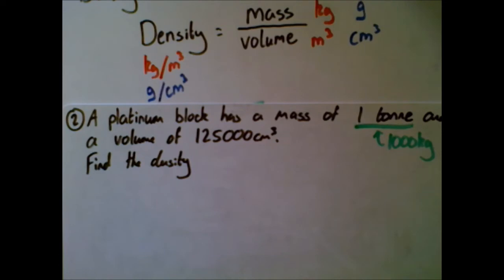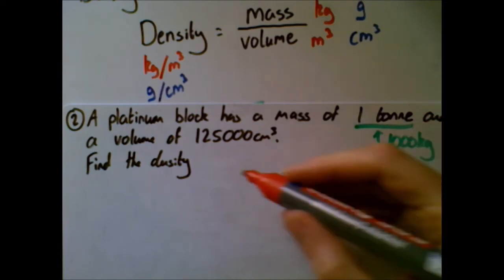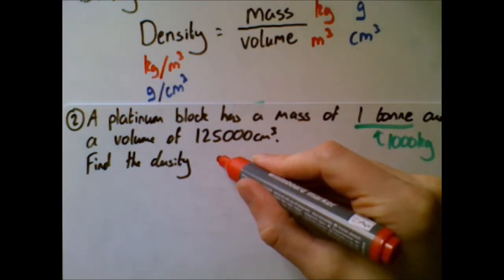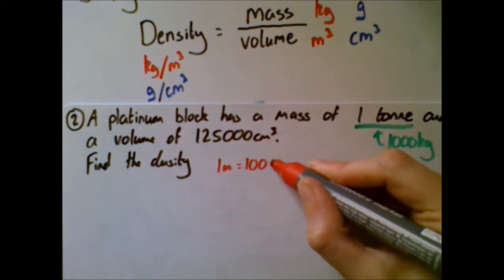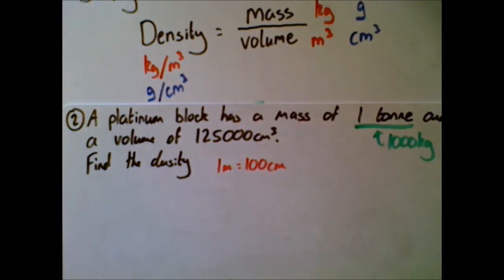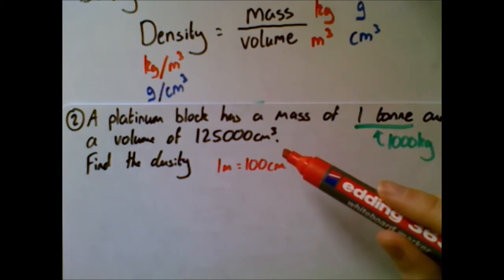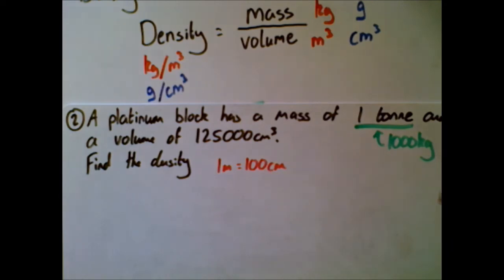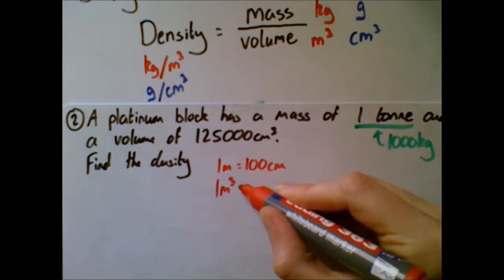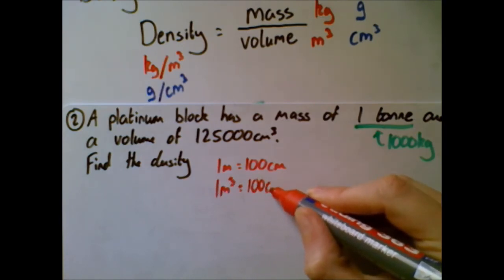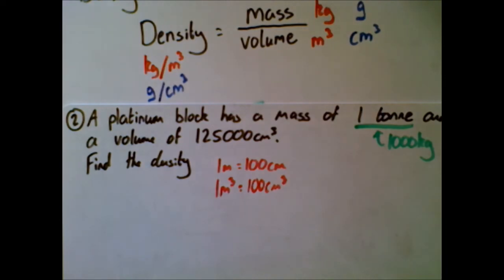Hopefully you know that 1 metre is 100 centimetres. So if we want to convert from cubic centimetres into cubic metres, does it mean then that 1 cubic metre is 100 cubic centimetres? Is that true? Have a think about it. Well, actually, no, it isn't.